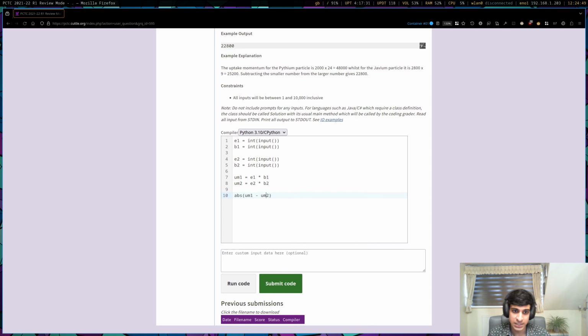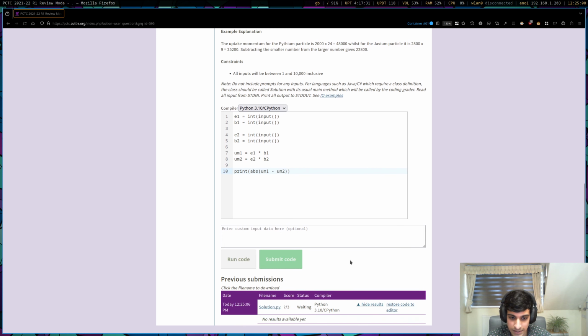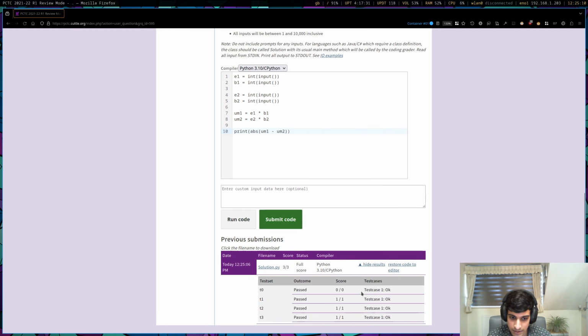And what this will do is it will do the calculation within the brackets. And then if the calculation ends up being negative, it'll turn that into a positive number. And if it's positive, it just keeps it positive. So this is quite a neat trick to find the difference between two numbers if you don't know which one is bigger than the other. And that works.